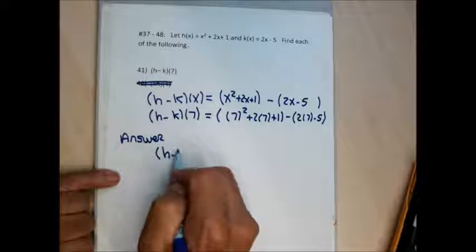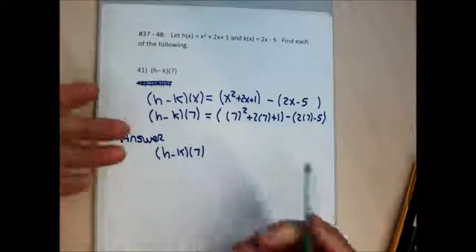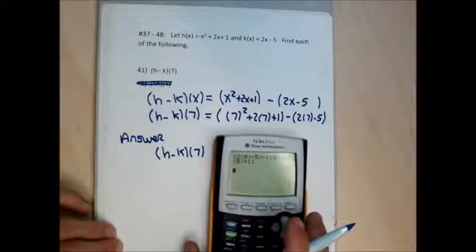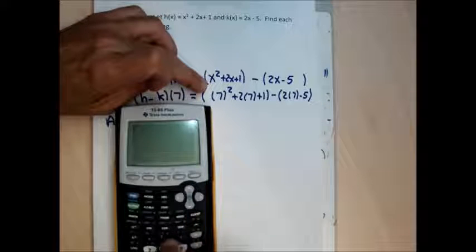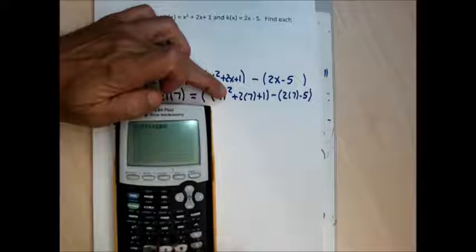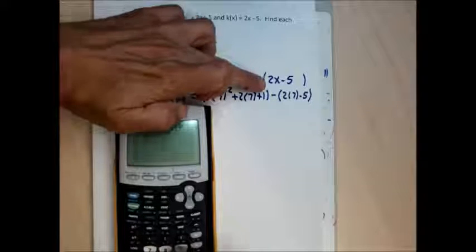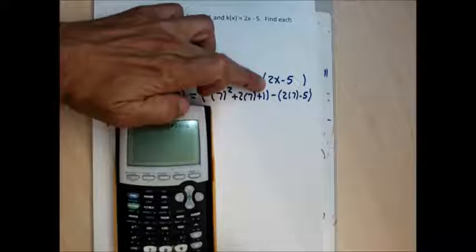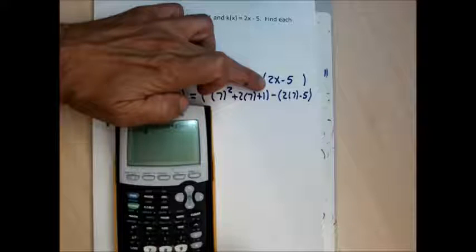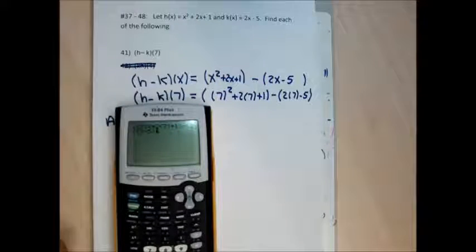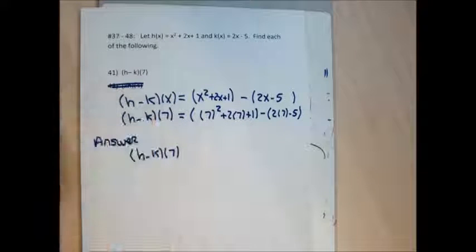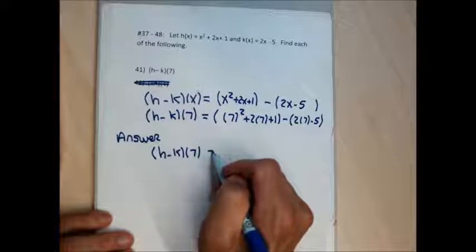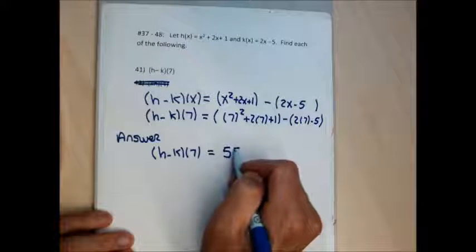I'm about ready to write my answer for problem 41. I'm going to write h minus k of 7 equals, and I'm going to just go about figuring out what it equals. So I'm going to just enter this on my calculator. So I'm going to go left parentheses and then 7 squared in a parentheses plus 2 parentheses 7 plus 1. Close out the parentheses, do a minus sign. Parentheses 2 parentheses 7 minus 5, close out my parentheses. Assume I did that right. I get for an answer 55. So for problem number 41, your answer should be h minus k of 7 equals 55.